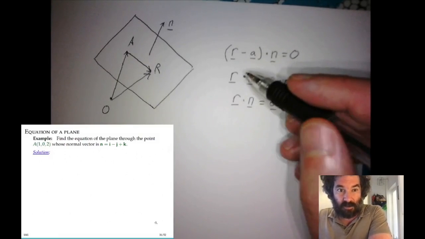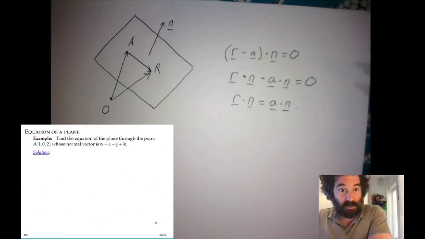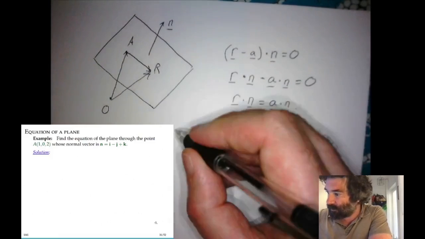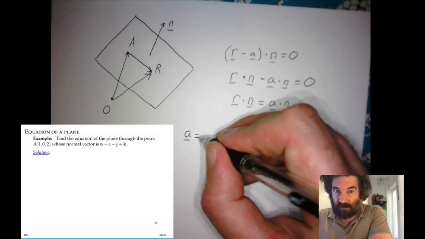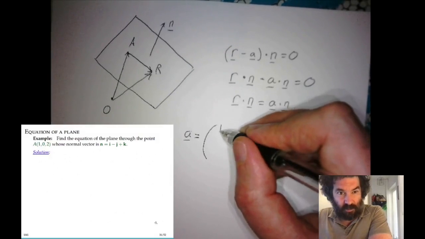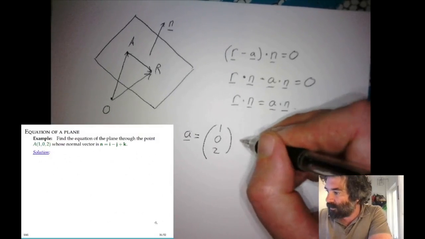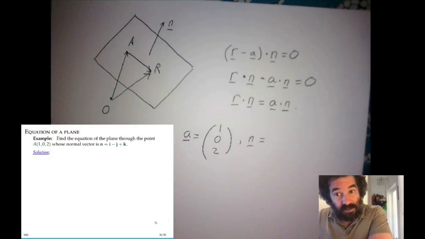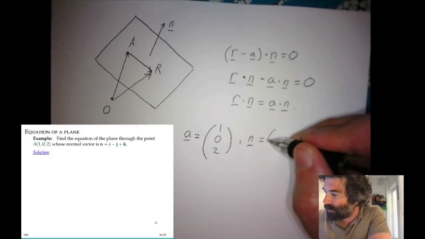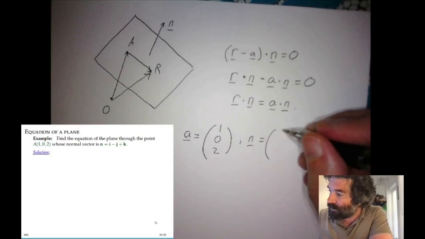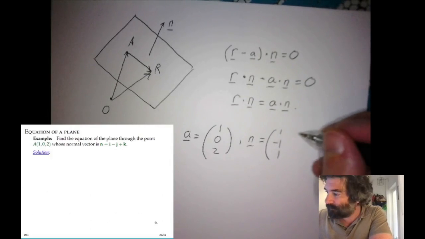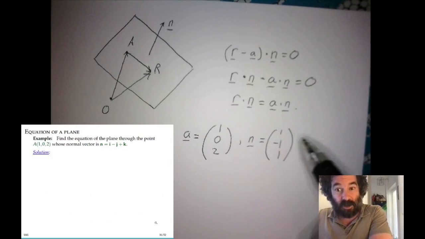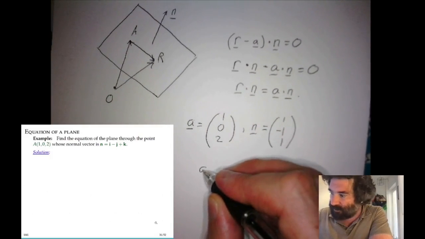So a is given: the coordinates of the point A are 1, 0, 2, and so this vector A, the position vector, the vector from the origin to the point A, is 1, 0, 2. N is also given. We give it in terms of the linear combination of the basis vectors i, j, and k, but let's write it here as a column vector. It's 1, negative 1, 1. And so the right-hand side of this equation is the dot product of A with n.